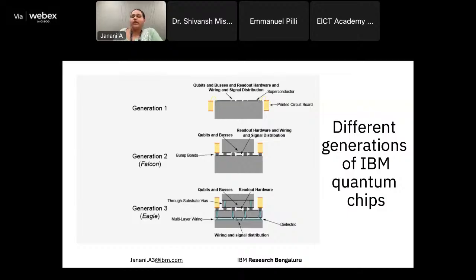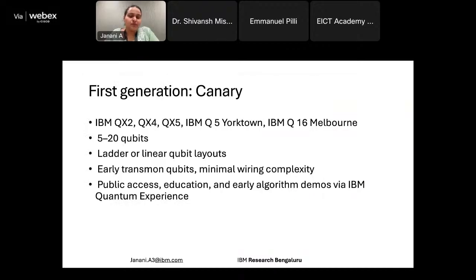Say I was only able to implement 3 kinds of gates in one generation chip. In the next generation chip, I would hope to be able to implement more gates between different qubits. So this is just to give a high level explanation, and some understanding and context on what is being done, right? So the first generation of chips, we call it Canary, and these were around 5 to 20 qubits each.